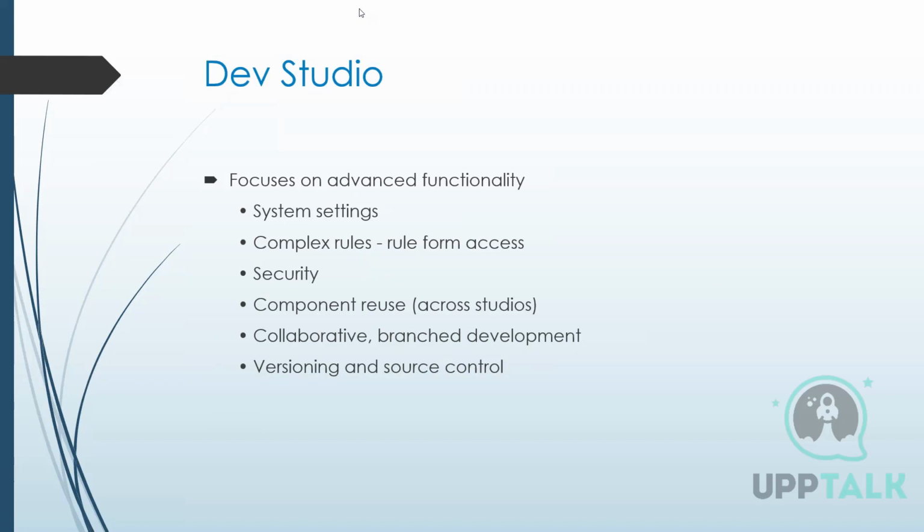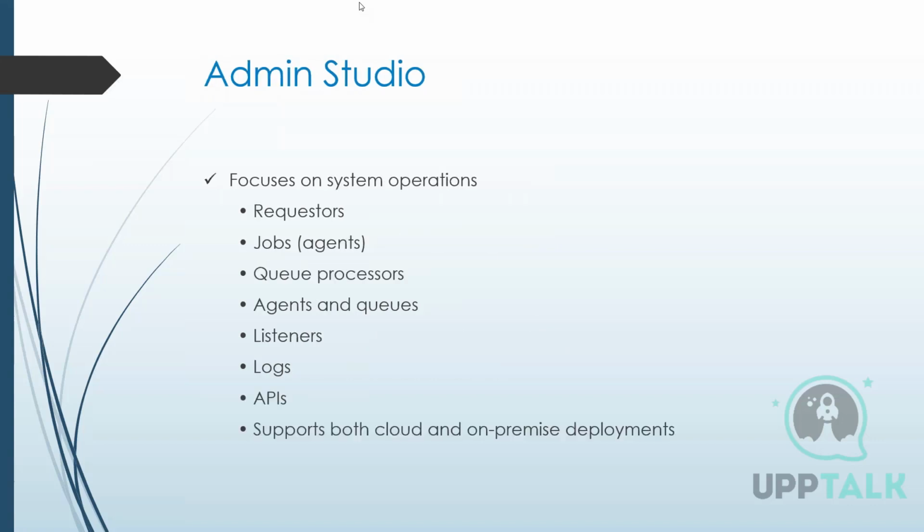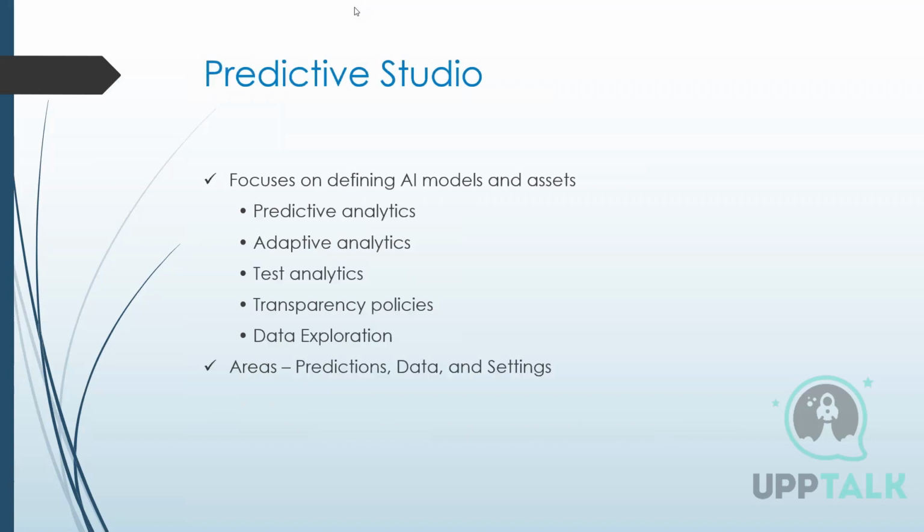So this is where the analysts work, isn't it? The system architects. Exactly. Your CSAs, CSSAs, LSAs would be focusing on the Dev Studio for versioning, security aspects and all. And then your Admin Studio is for all the background processing, the batch jobs that run in the back end, then your APIs, deployments, all of that. Then you have your Prediction Studio for defining models, like your adaptive models and predictive models. You can build different models.